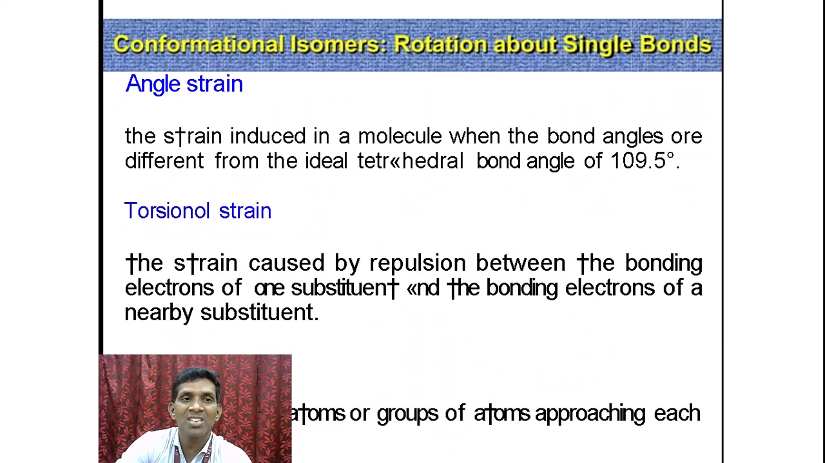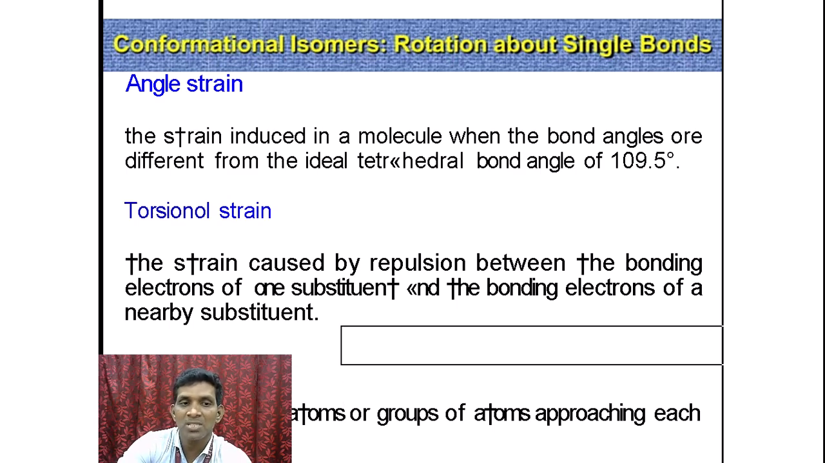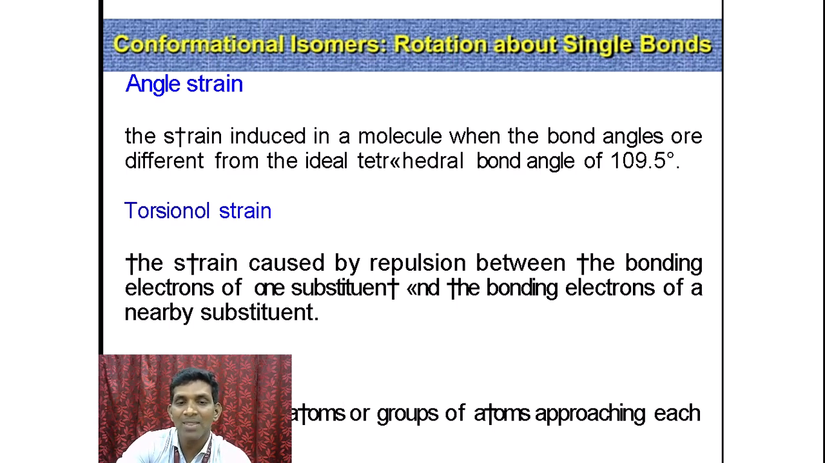And if you see the angle strain, the strain introduced in the molecule in the bond angles, the ideal tetrahedral bond angle is 109 degrees, and we have two different strains, torsional strain and steric strain. The strain caused by the repulsion between the bonding electrons of one substituent and the bonding electrons of a nearby substituent is called torsional strain. And the steric strain is the strain caused by atoms or groups of atoms approaching each other too closely.